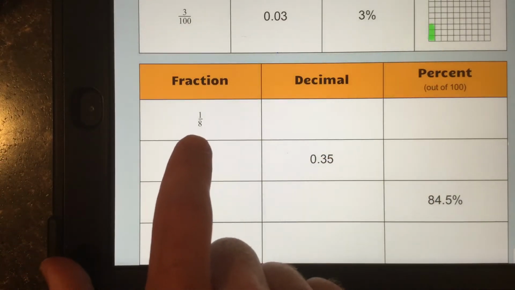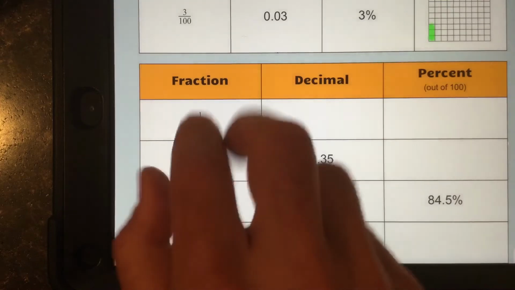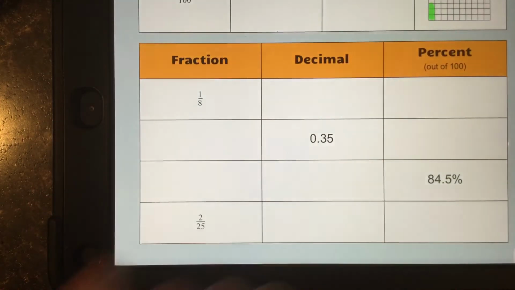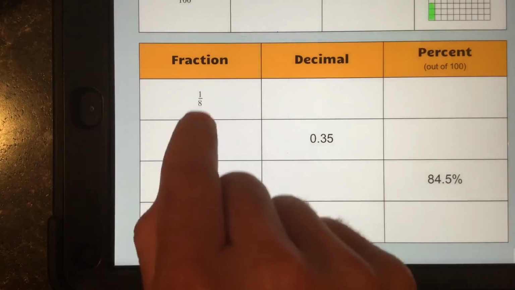Okay, but now down here, this doesn't have an easy conversion to get a 100 or a 10 as my base to make it a fraction I can easily say as a decimal. So all I'm going to do is divide that out. I'm going to do 1 divided by 8.